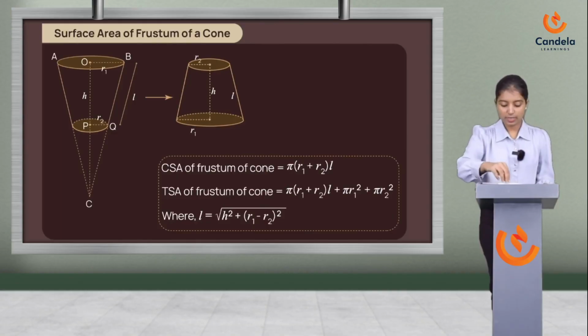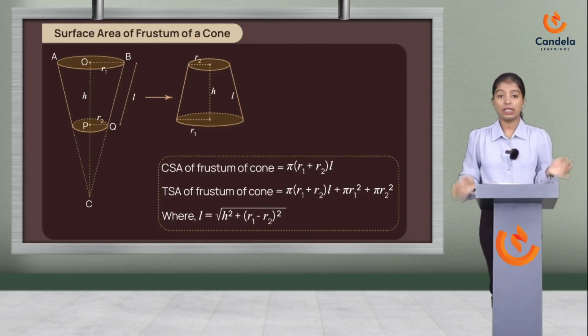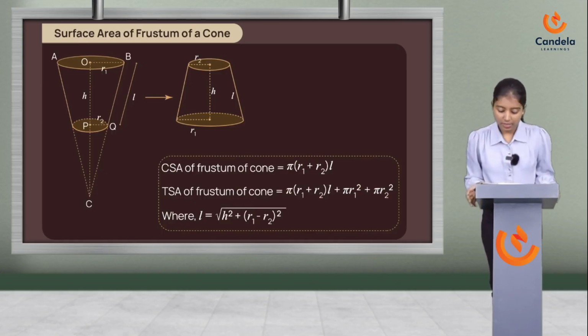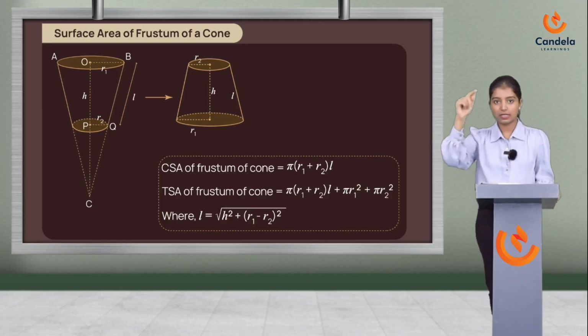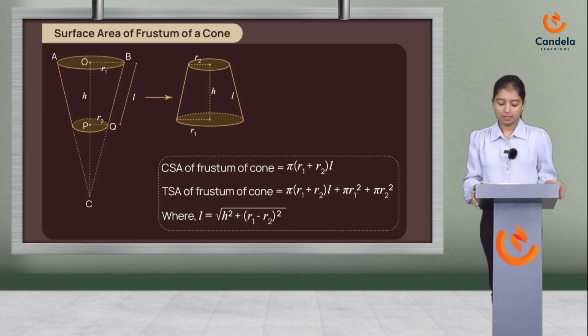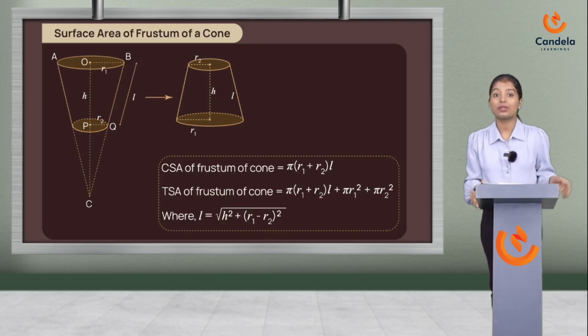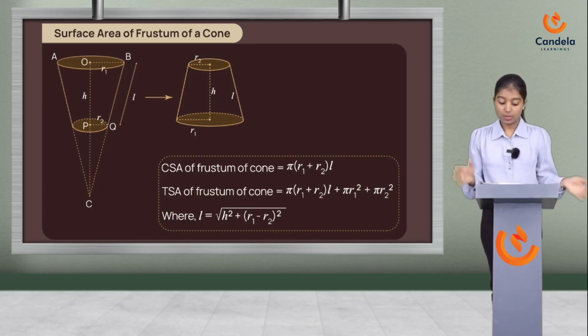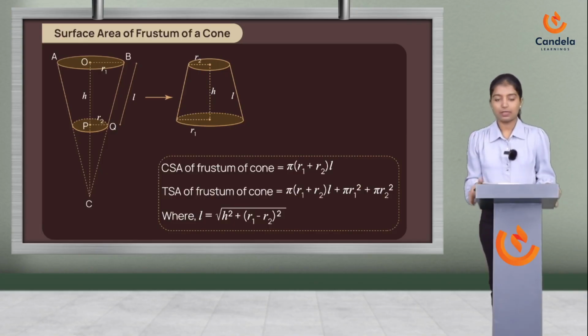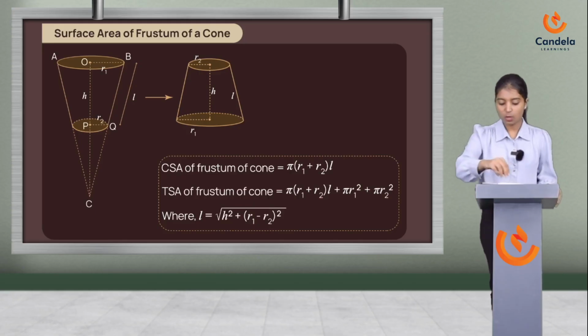So here you can see, in a frustum of a cone, we have a curved surface, right? At two ends, we have two circular flat surfaces as well. Now the bigger circle has a radius R1, and the topmost circle, which is a smaller circle, has radius R2. And the height is H, and it has a slant height, which is denoted as L. Now CSA of frustum of cone will be equal to pi into (R1 plus R2) into L.